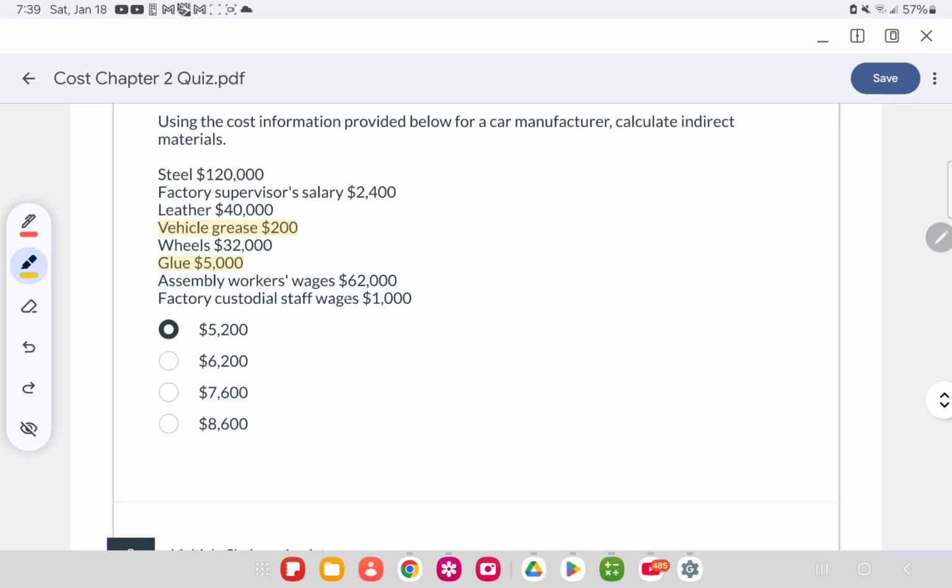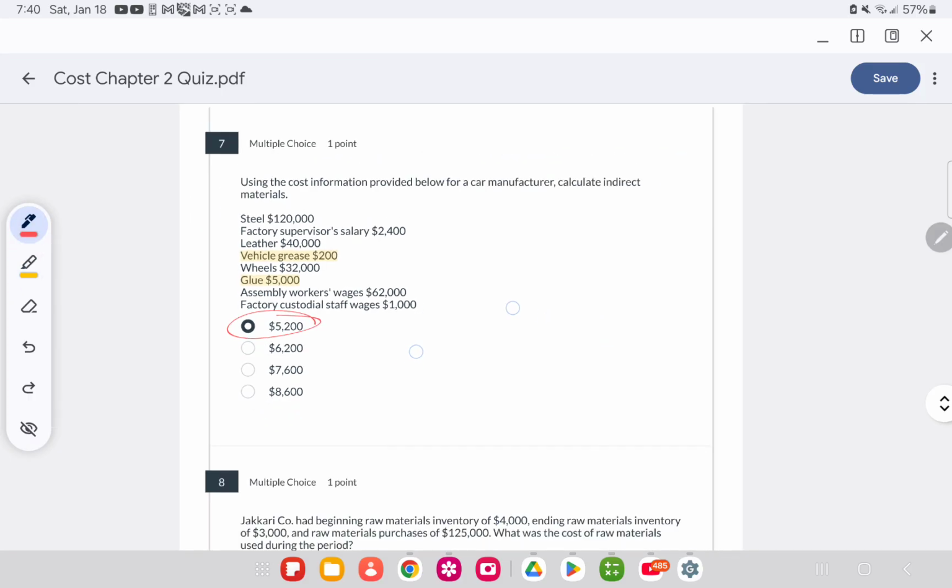Assembly line workers' wages, that's direct labor, and factory custodial staff wages, that would be factory overhead. All right, so 5,200, done.